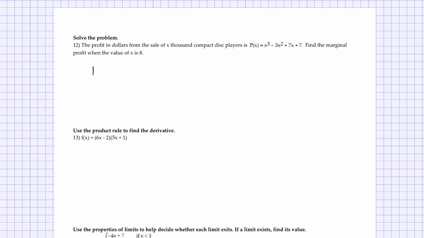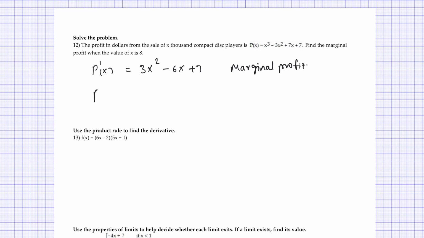The profit in dollars from the sale of x thousand compact disc players is P of x equals x cubed minus 3x squared plus 7x plus 7. Find the marginal profit when the value of x is 8. The marginal profit is the derivative of the profit function, which is obtained by using the power rule on the given function, which gives P prime of x equals 3x squared minus 6x plus 7.